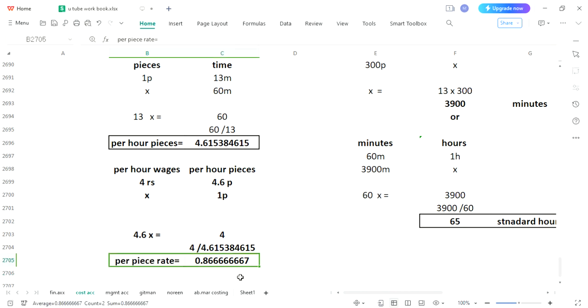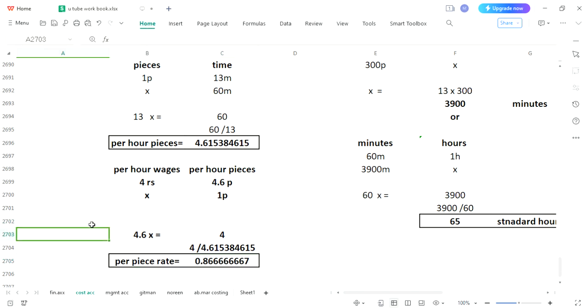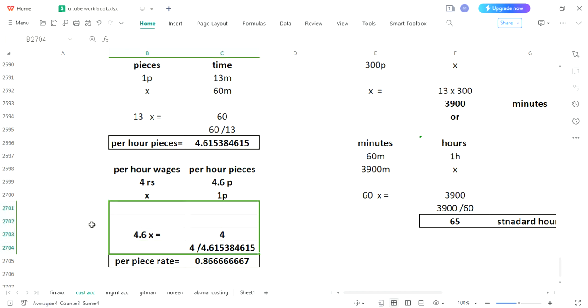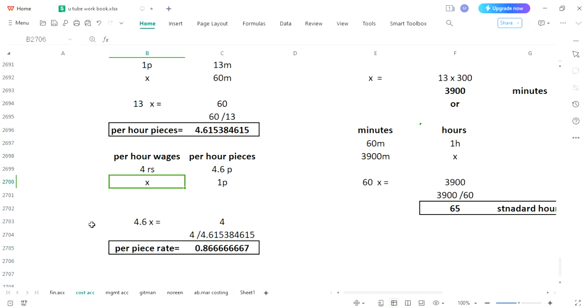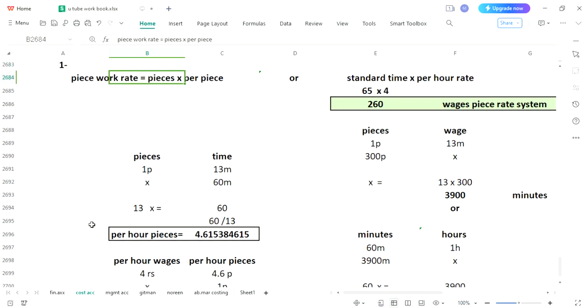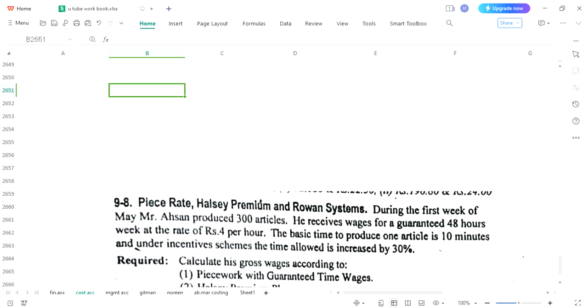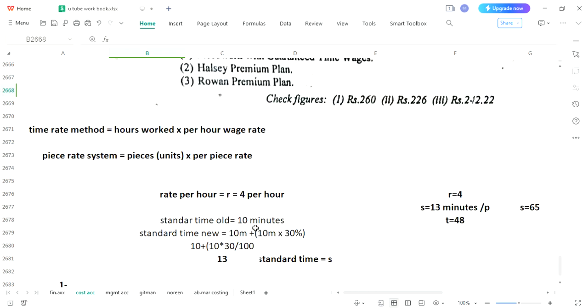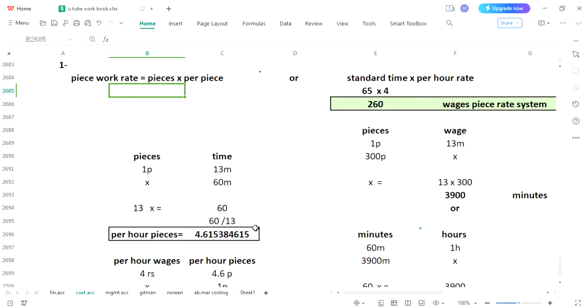Again, mark it. So please keep your attention over here. We needed per piece rate, and in this method we have used it to calculate per piece rate. Why have we calculated it? Because the original method of the piecework rate system needs pieces and per piece rate. How many pieces has he made? Look, Hassan produced 300 articles. So 300 multiplied by the per piece rate we have just calculated over here.